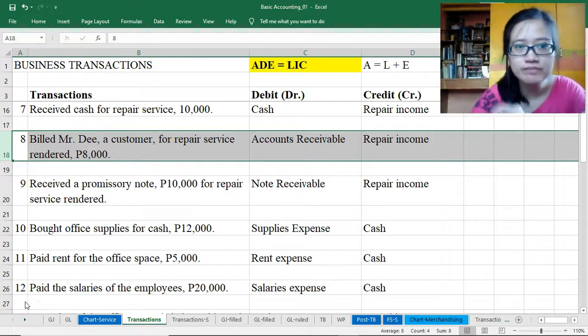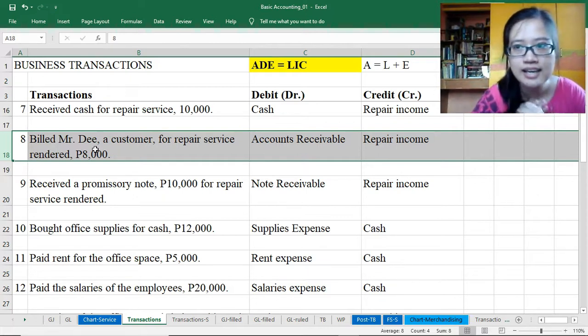So, yan. Itong second transaction with regards to, transaction with customers, si Mr. D, na-renderan na siya ng service, pero naghihintay siya ng bill before siya magbayad. So, dito, number 8, nag-bill pa lang yung company natin. Okay? Billed Mr. D. Okay?